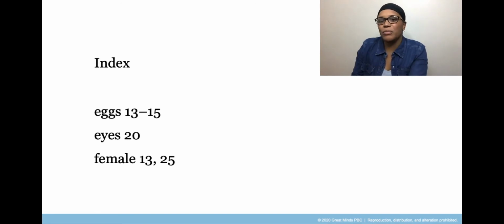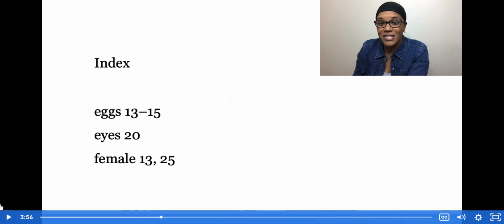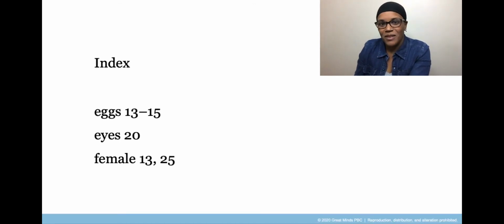So let's try it out. On what page numbers could you find information about seahorses' eyes? I'm going to ask it one more time. On what page number could you find information about seahorses' eyes? And remember, eyes is spelled E-Y-E-S. I want you to gently point to the page number where we can find information about the seahorse's eyes. What page did you point to? I bet it was page 20.